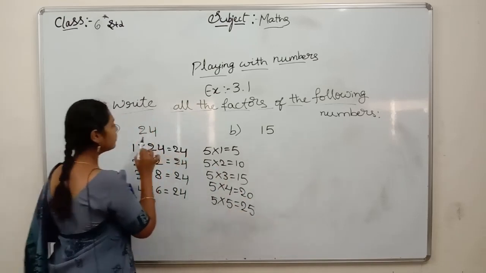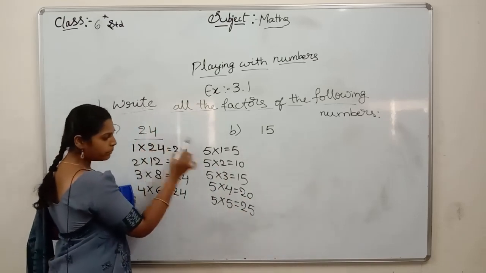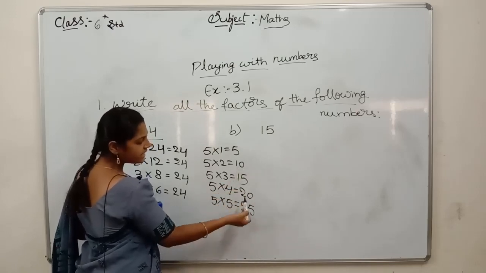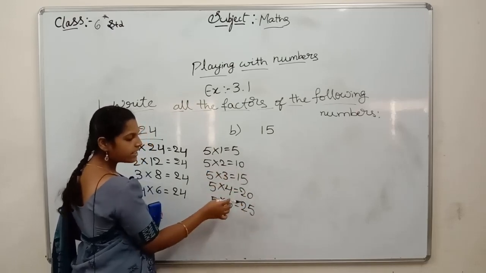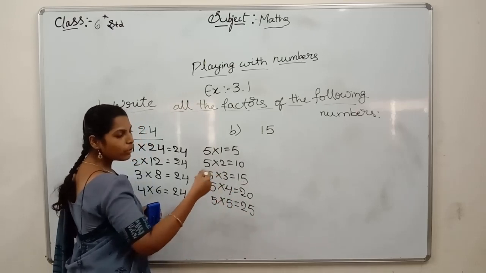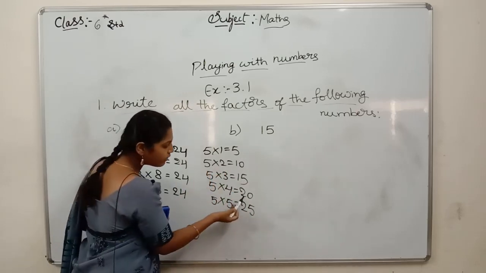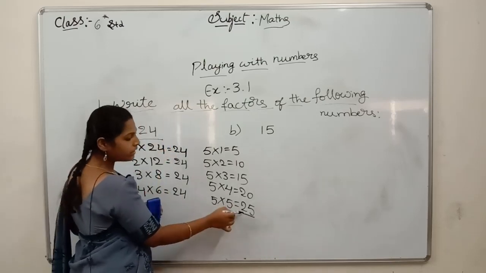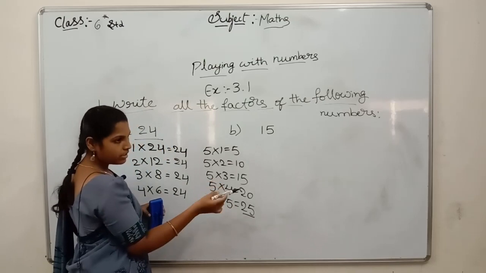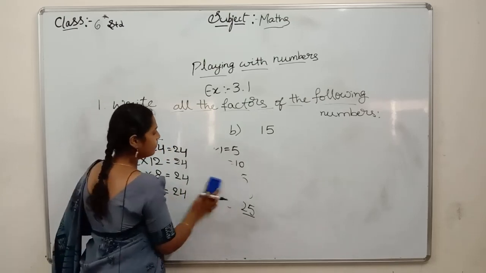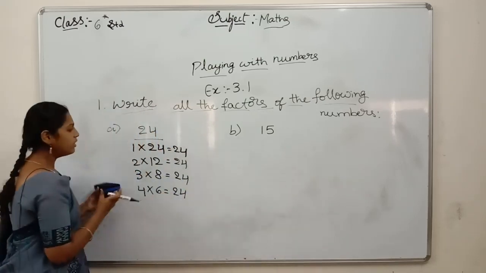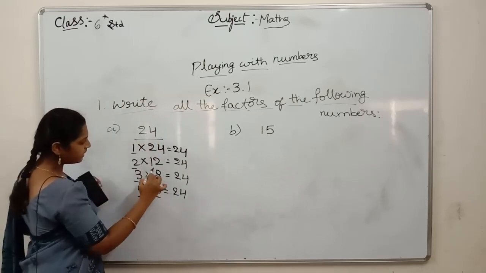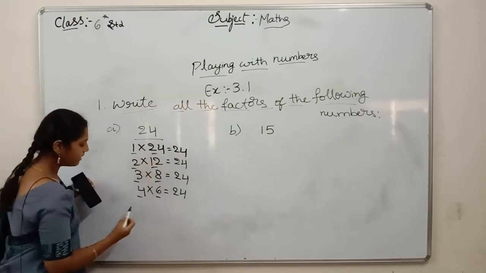What is the question? 24. We want 24. But if you go down, the value of the number increases. 5, 10, 15: in every table the number is going to increase. After 20 what did we get here? 25. But we want 24. So 24 is not there in the 5 table. In the 6 table it is the same. So these are the factors of 24: 1, 2, 3, 4, 6, 8, 12, 24. These are the factors.